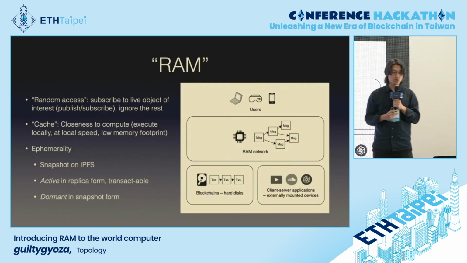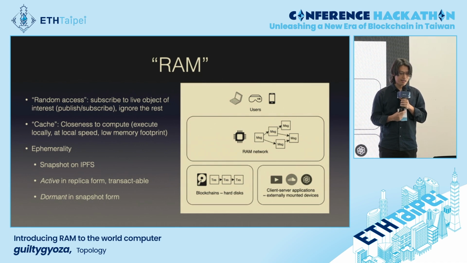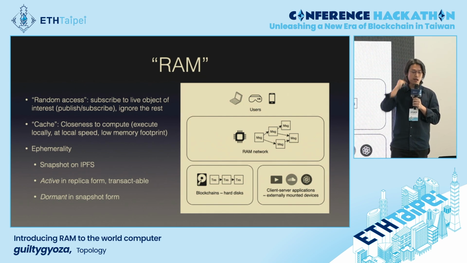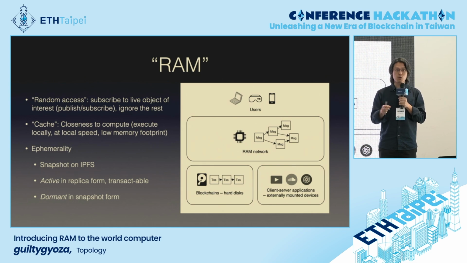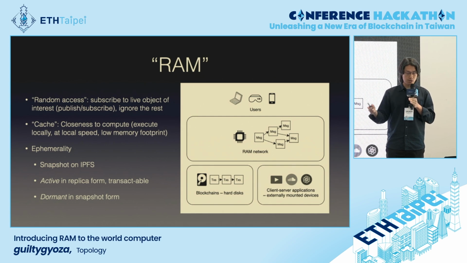So now we're ready to introduce the RAM concept. RAM, or random access memory, we find it as a very interesting analogy for 3 reasons. So random access basically means that I can access particular data from the memory space at constant speed. So for live objects, you can subscribe to particular live objects, disregarding other objects. In contrast, for blockchain, you have to synchronize up to the entire state machine.